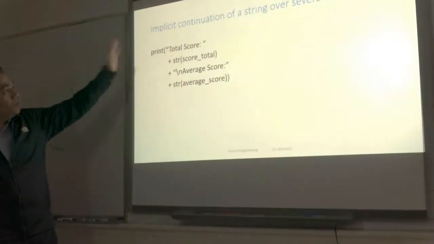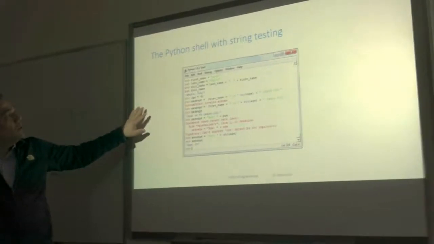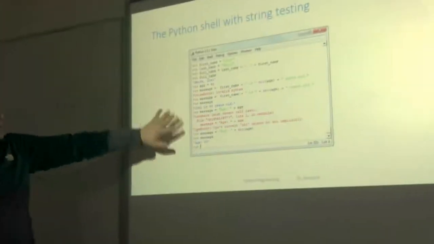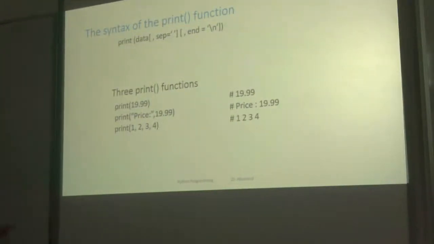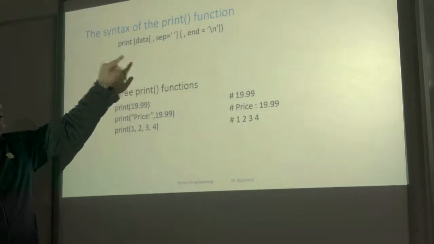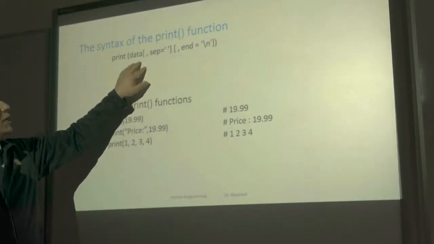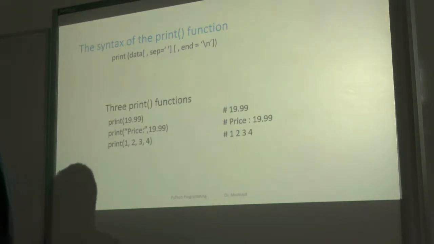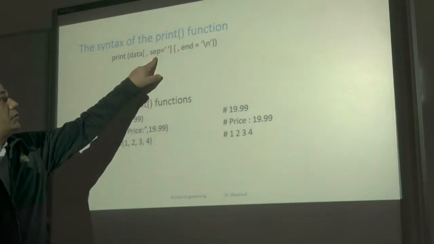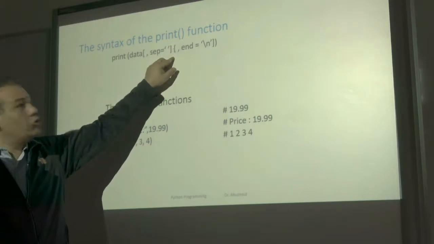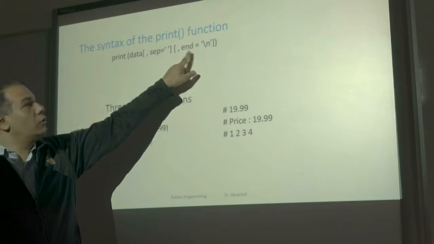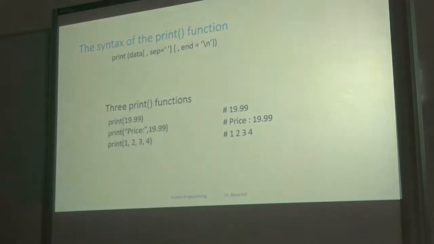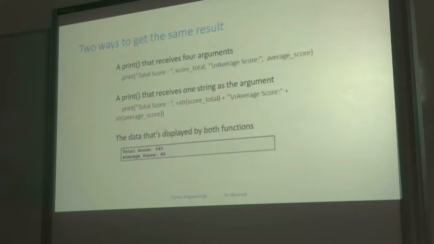Implicit continuation, we already talked about that. The Python shell with string text, you could try that out. That's what I was telling you at the beginning, to look at the function. So what does print return? Nothing. What you could pass to it, objects. When you see something inside square brackets, that means an option. The separator will be a space by default, but you could change it, and this will be an option, which is the new line, the end character of the line. You can always play with it and change it.